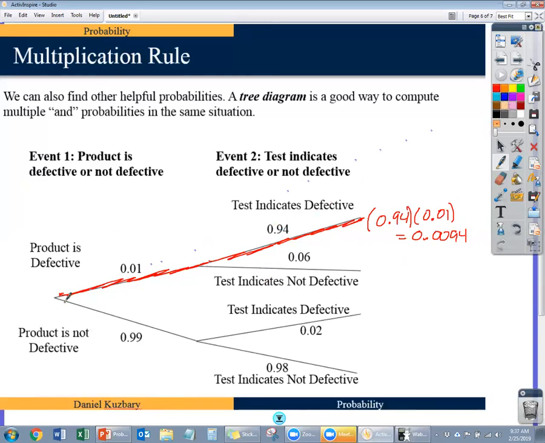If I also wanted to find out, so maybe I'm checking if my test is a good test and I want to see the chance it's right, I may also want to find out what's the chance the product is not defective and the test indicates not defective. Well, that's the chance that can be found by multiplying these two numbers together. So this is the conditional probability, the chance that it says not defective if the product's not defective. And then this is the probability that it's not defective. So I'm using the multiplication rule again, and I can follow these branches and multiply these numbers together to get my probabilities.